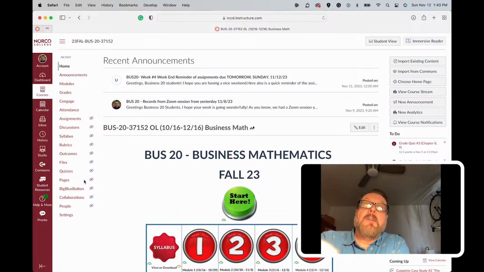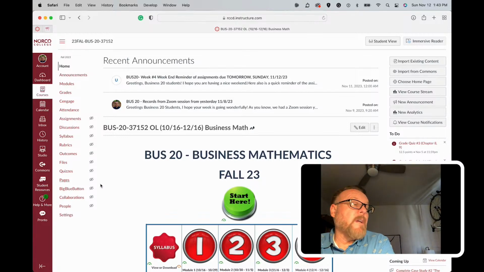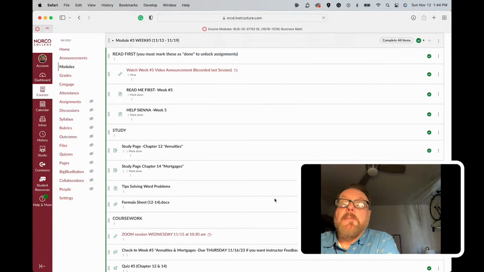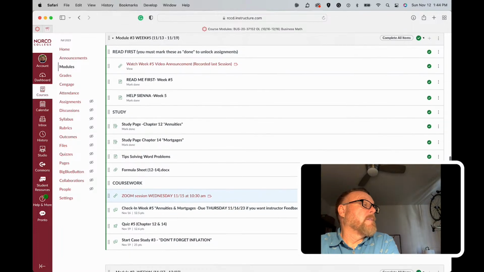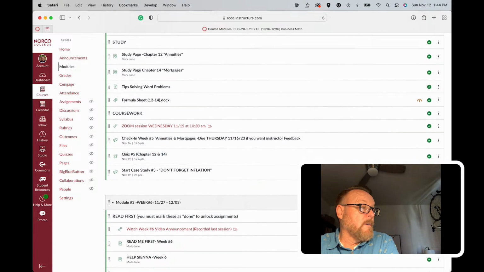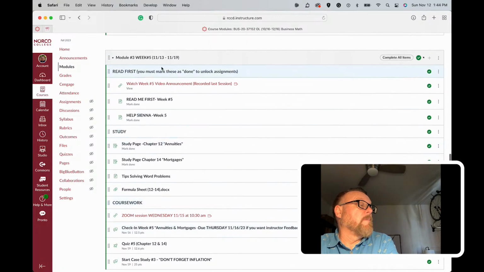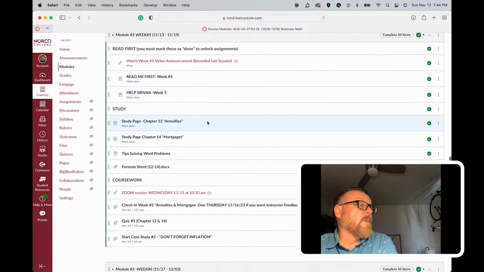So I'm going to go ahead and share my screen here. And here we are on our home page in Canvas. We are in module number 3. So I'm going to select that. And module number 3, again, is the first module, the 5th week of our class. And as you see here, we have a Read Me First section again and a Help Sienna, so make sure you read those. You must mark them as done before you can move on.